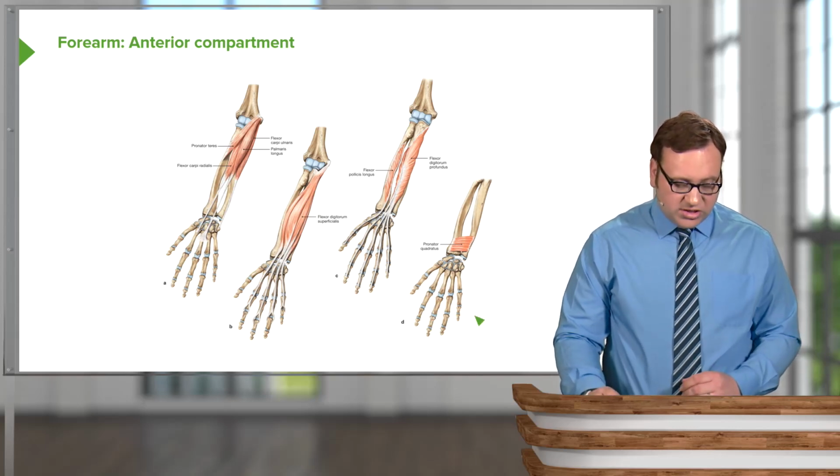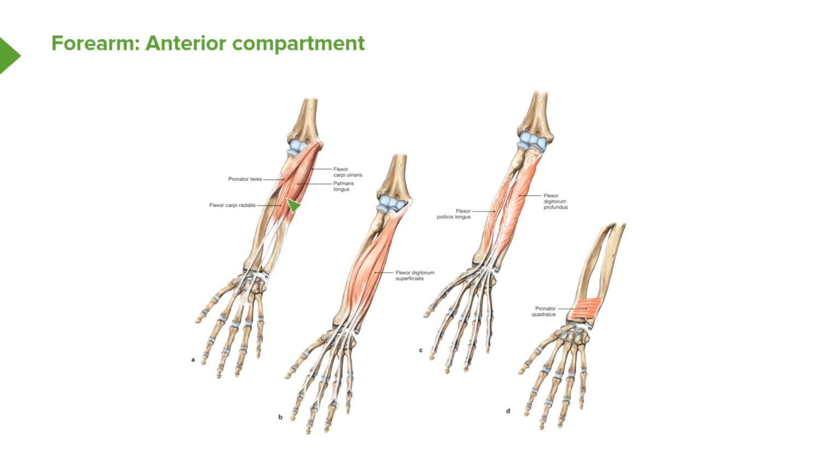So first of all, we'll start with the superficial layer. We can see here in this superficial layer, we have pronator teres, we have flexor carpi radialis, we have palmaris longus, and we have flexor carpi ulnaris. These are all coming from a common origin, so they're originating from a very similar place, this being the medial epicondyle. There can be some slight variations to where all of these muscles come from, but the main common origin is this medial epicondyle here.